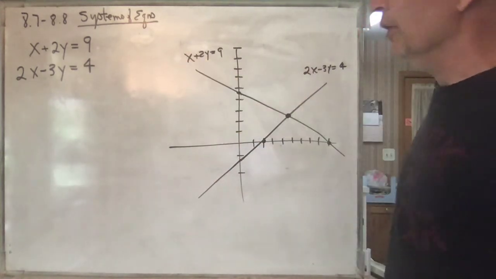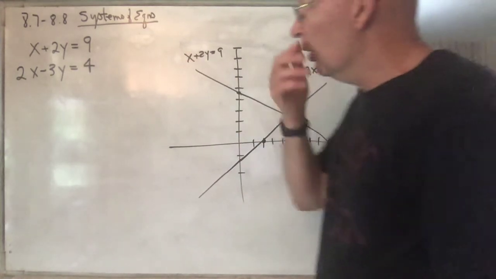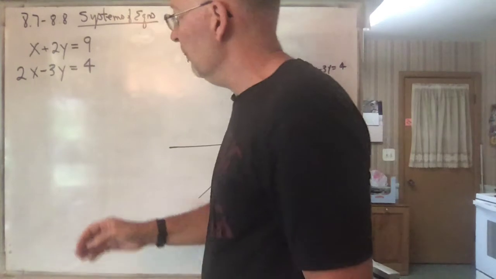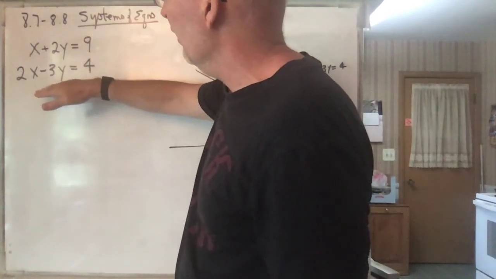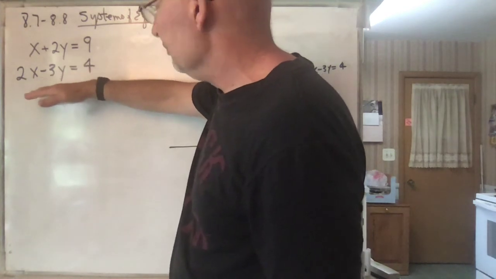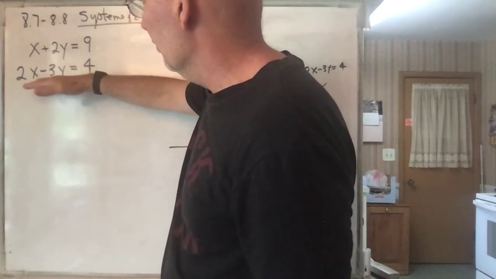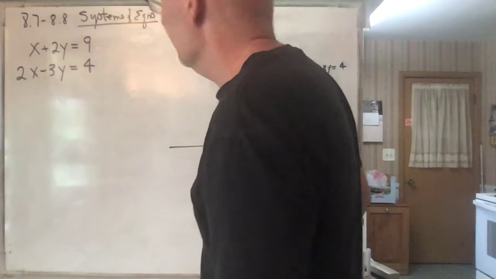There's a couple ways to do it. One way is called elimination. It's called the method of elimination, where you get rid of one of the variables first and you solve for the other variable, and then you solve for one and then you can solve for the other.